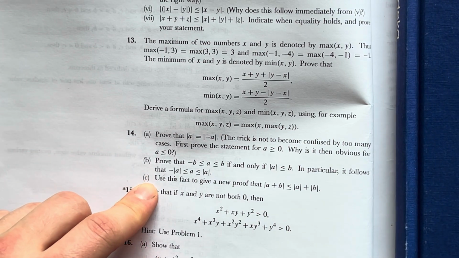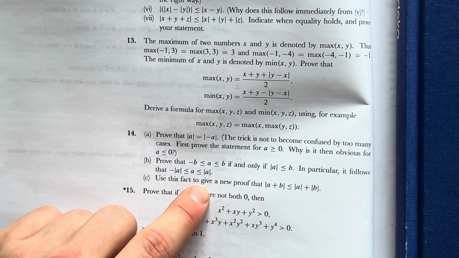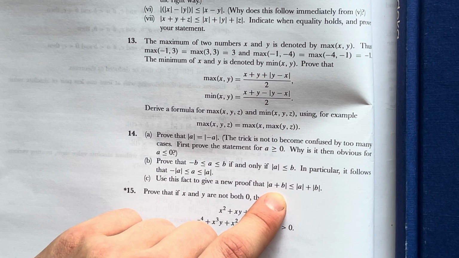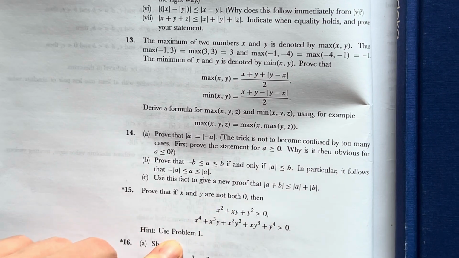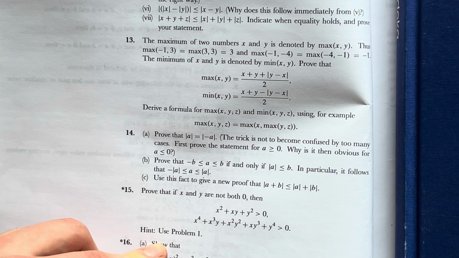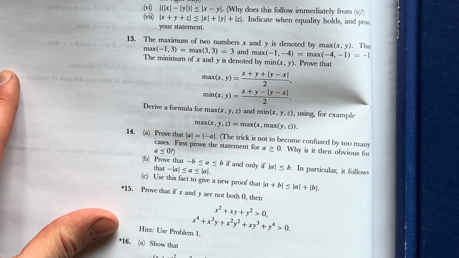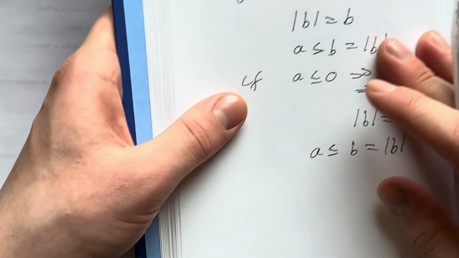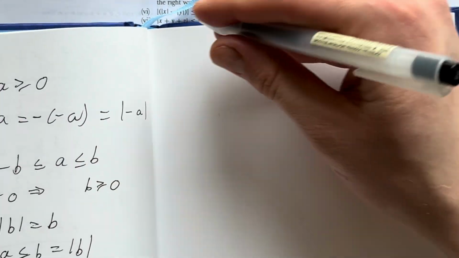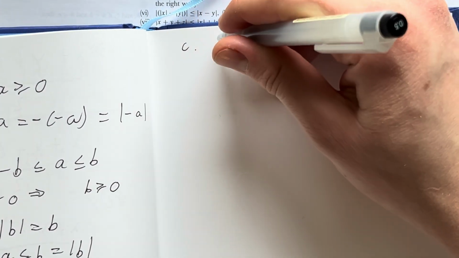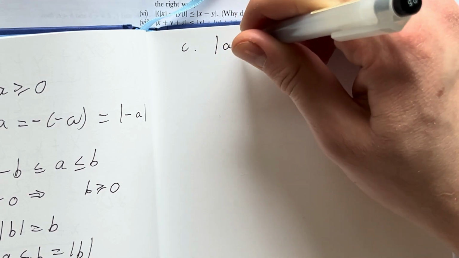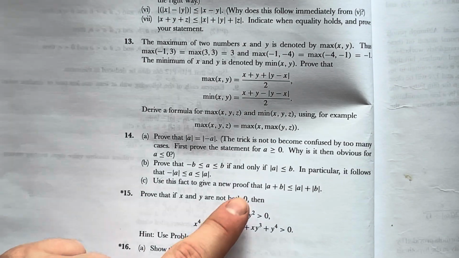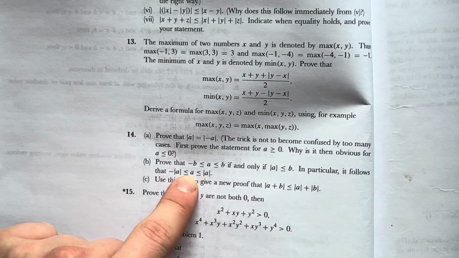What about 14c? Use this fact to give a new proof that the absolute value of a plus b is less than or equal to the absolute value of a plus the absolute value of b. So the triangle inequality. Okay, let's try. 14c, the absolute value of a plus b, and we somehow want to use this fact, I guess.